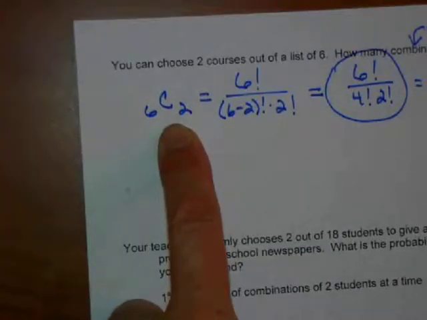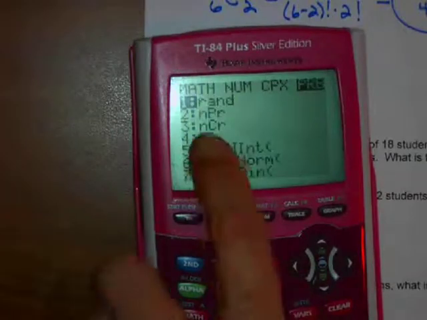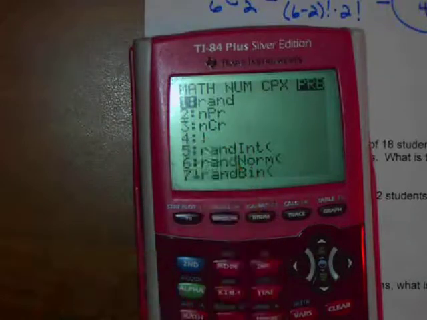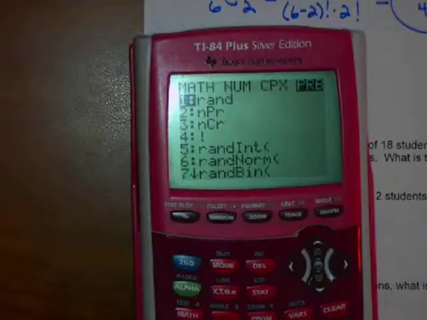Now, can you just put this on the calculator as well? Did anybody see it? It's on the same page as permutations. Turn on your calculator, push the math button, and go to probability. There it is, right there. You put the 6 in, then you push that, and then you put the 2 in, and you get 15.